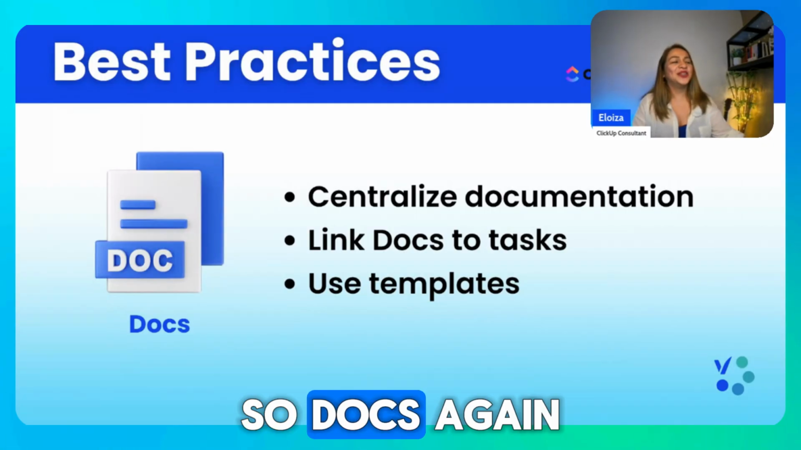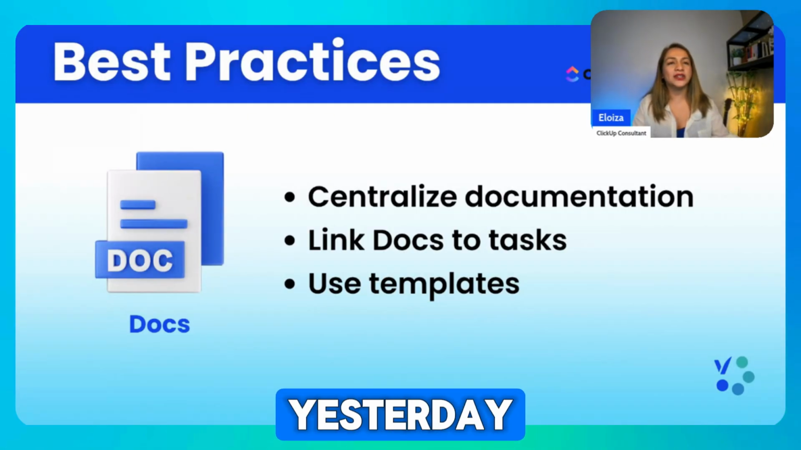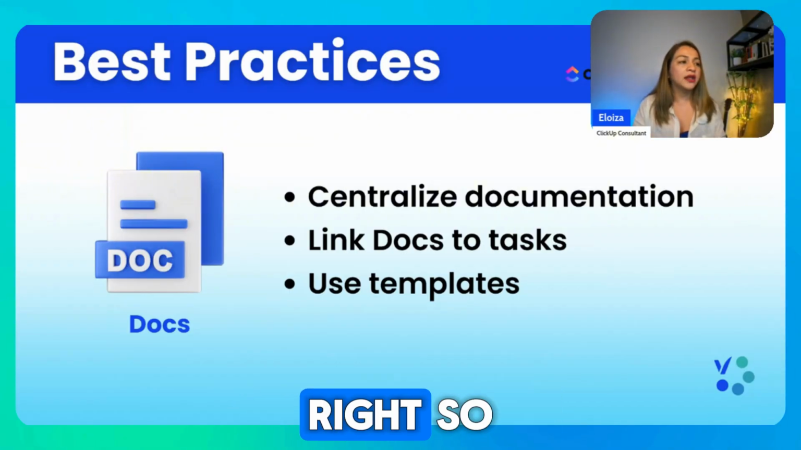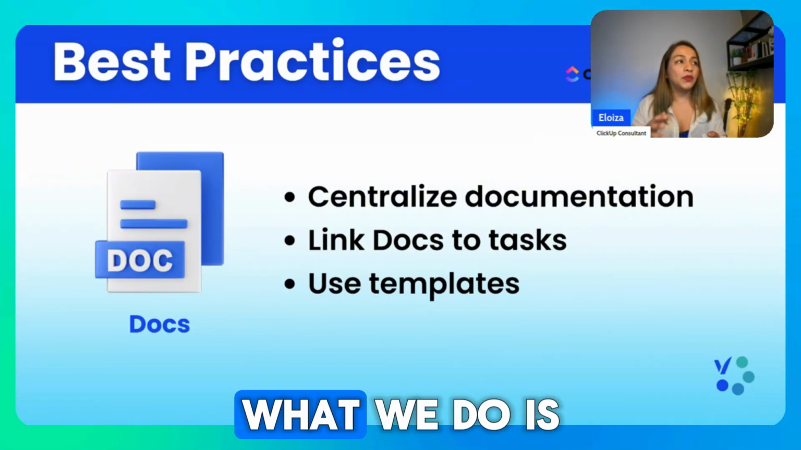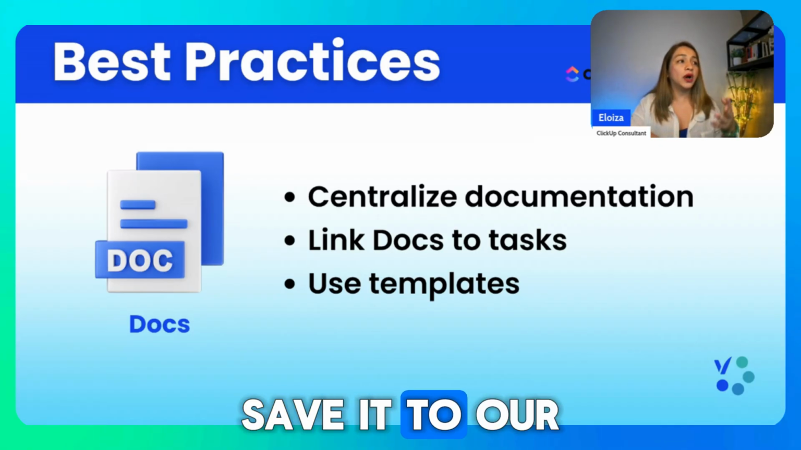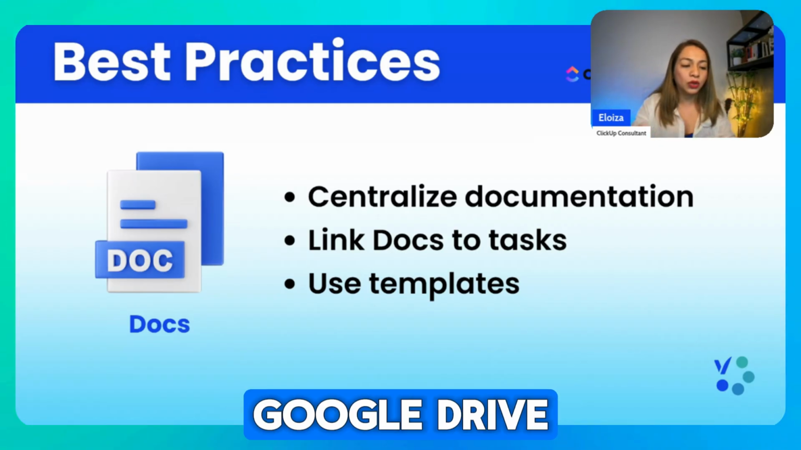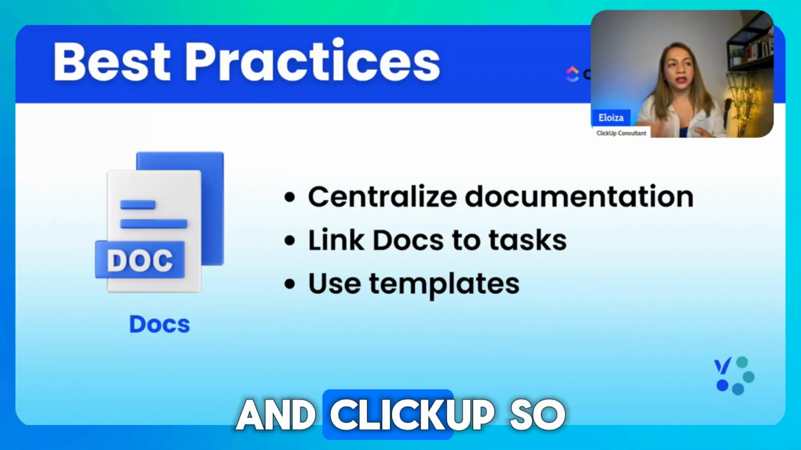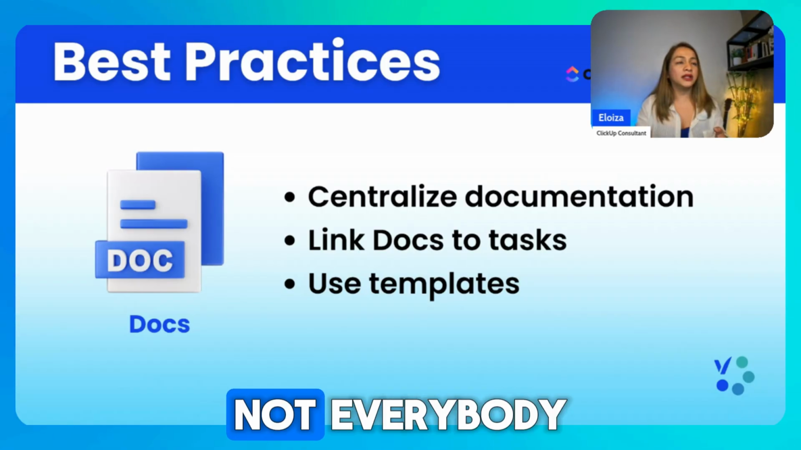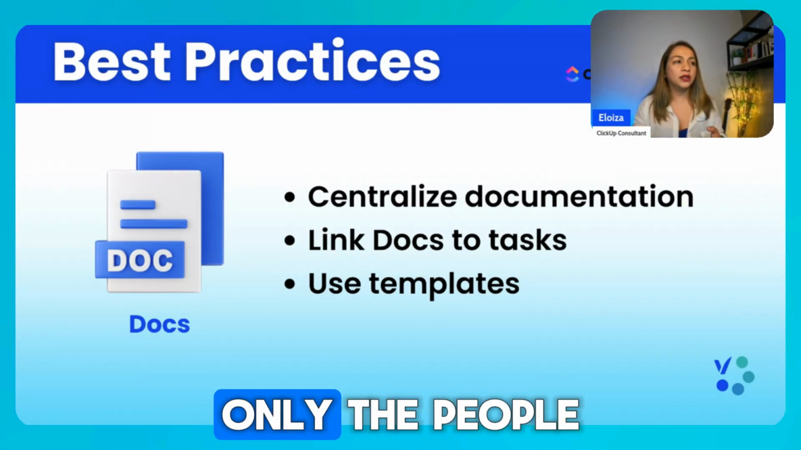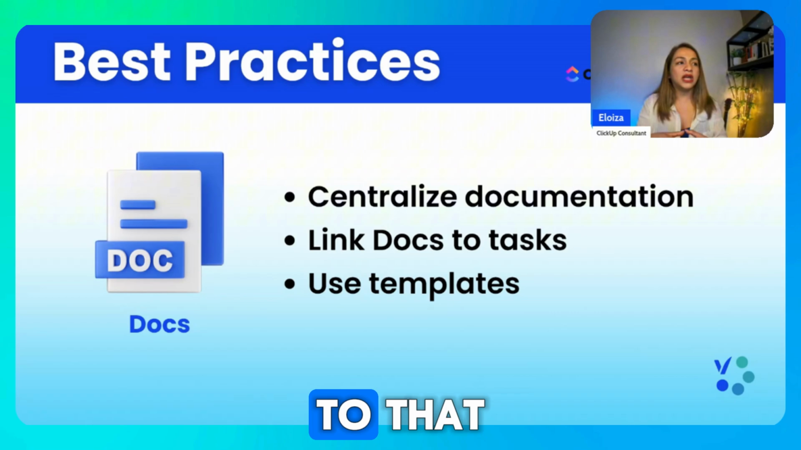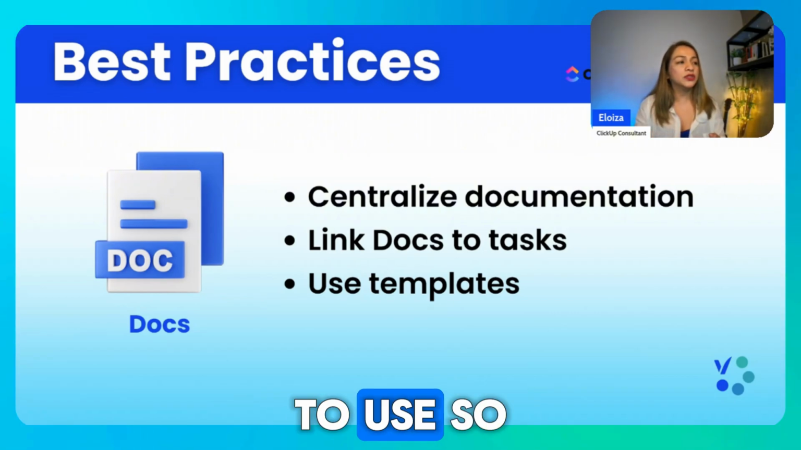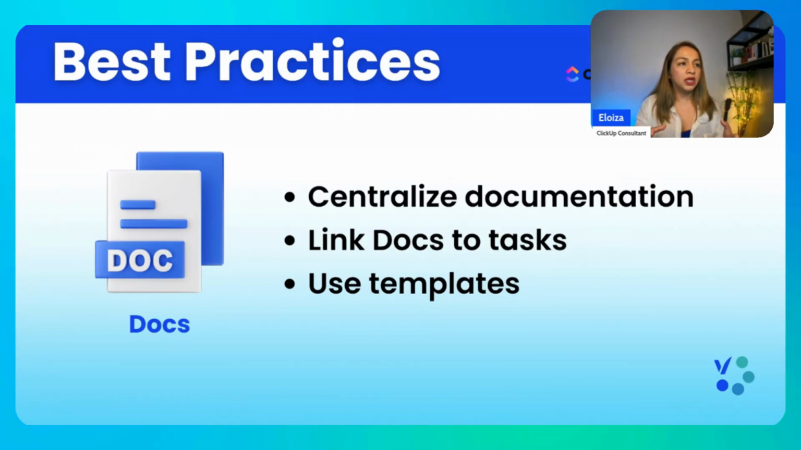Okay, so docs, again, just like what we mentioned yesterday, if it's a very important, sensitive document like an agreement, what we do is we still save it to our cloud storage, whether that's Google Drive or Dropbox, and then we reference the link in ClickUp. That way, not everybody can access the link, only the people who are invited to that particular document. But process documents, definitely that's for everybody to use. So it's okay to keep it in ClickUp.